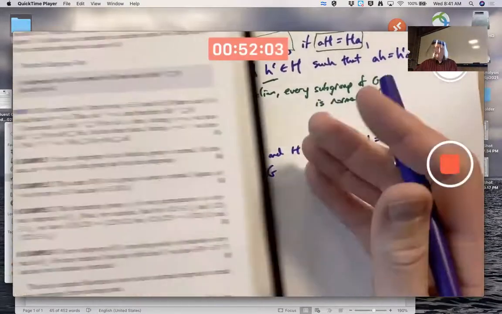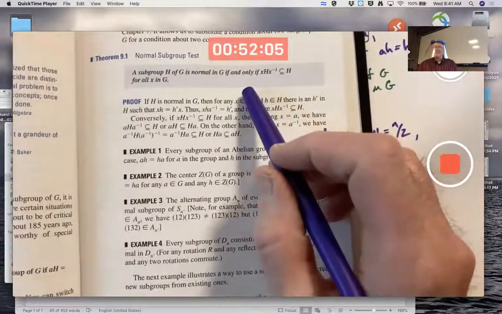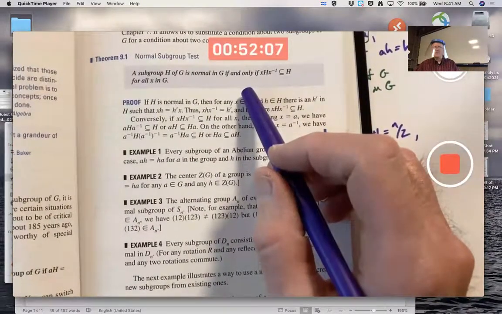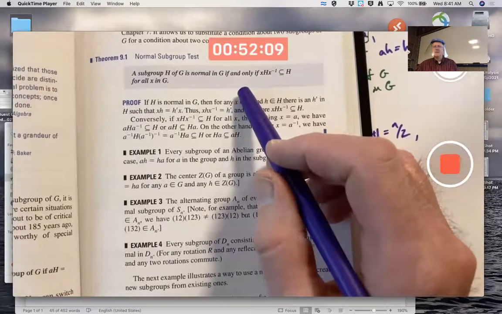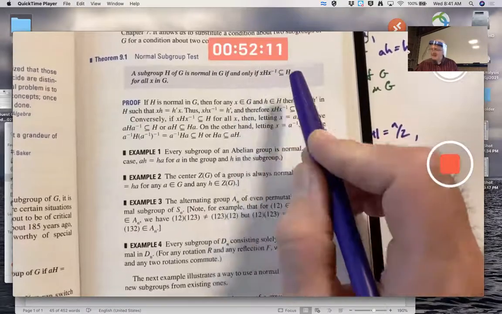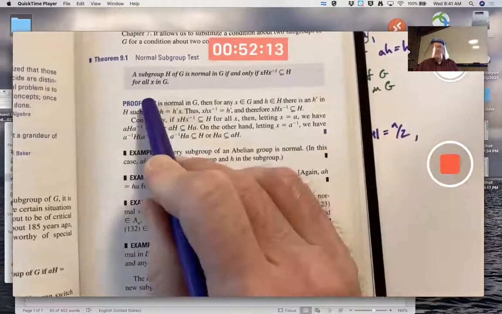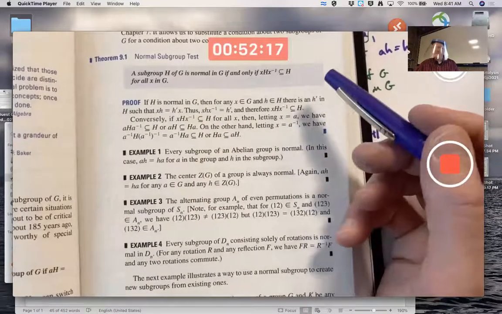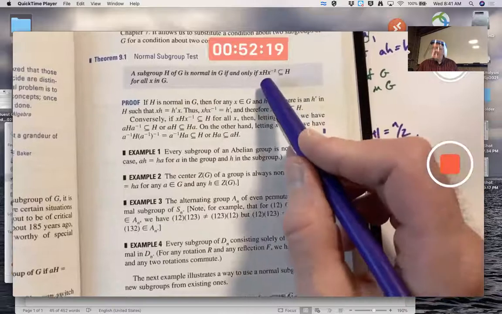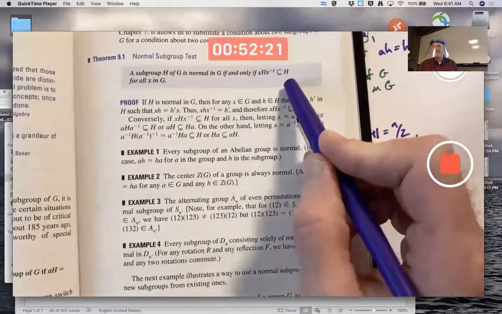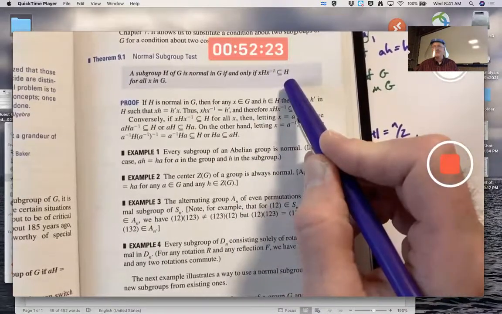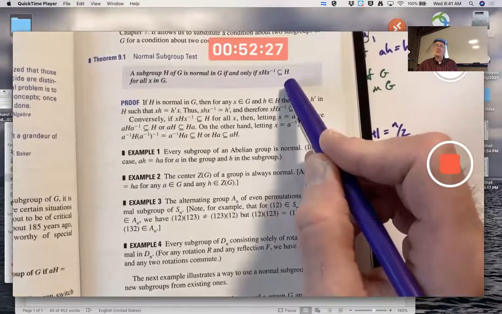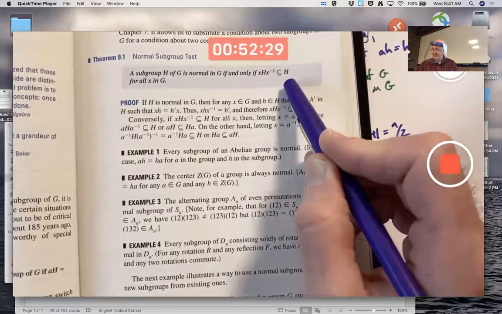What about the normal subgroup test? Subgroup H is normal in the group if and only if this set is a subset of that set for all x and g. So to use this, you have to pick an arbitrary x and g and show that that's a subset of that. Show that every element in here is in there. That's easy for abelian groups, but it can be harder for non-abelian groups.